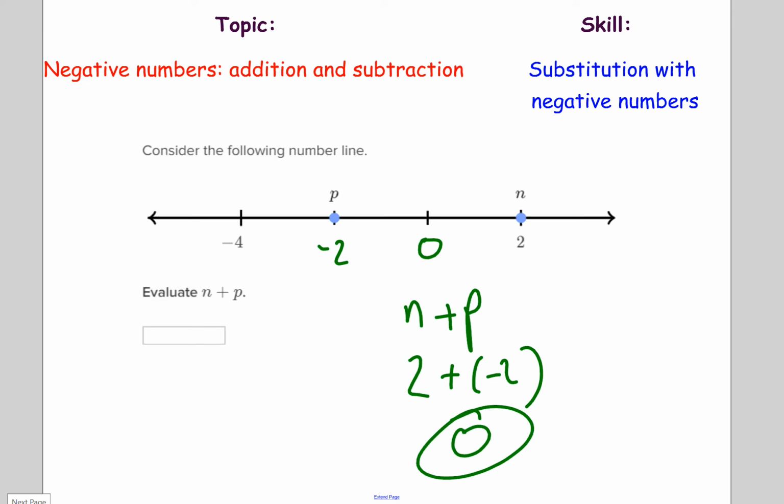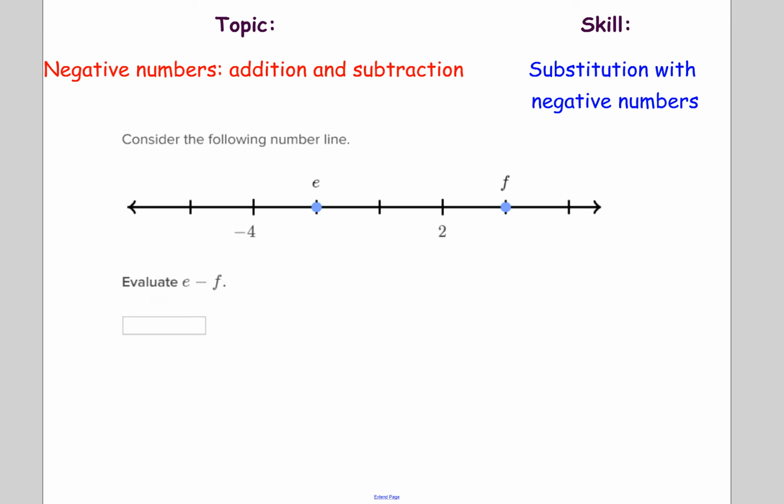Let's do the next one, folks. Consider the following number line. What's E minus F? So once again, what are we counting by? Well, it doesn't look like we're counting by ones, because that would be 2, 1, negative 1. Nope. Let's see if we're counting by 2s. 2, 0, negative 2, negative 4. Yep, that seems to be correct.